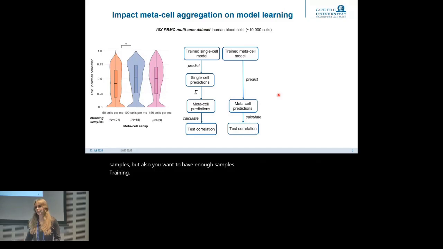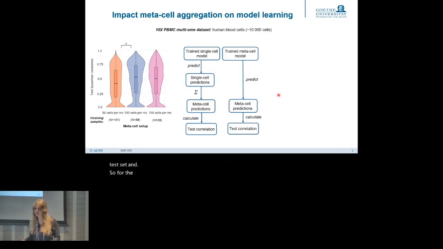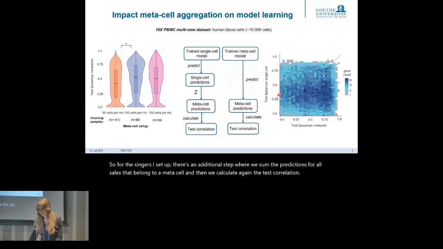So then we also wanted to compare the performance of our metacell setup to the single-cell setup. Here, for the metacell setup, we used 100 cells per metacell, and we have our trained single-cell models and our trained metacell models, and we predict the expression on a 20% test set. So for the single-cell setup, there's an additional step where we sum the predictions for all cells that belong to a metacell, and then we calculate again the test correlation. And here you can see the results.